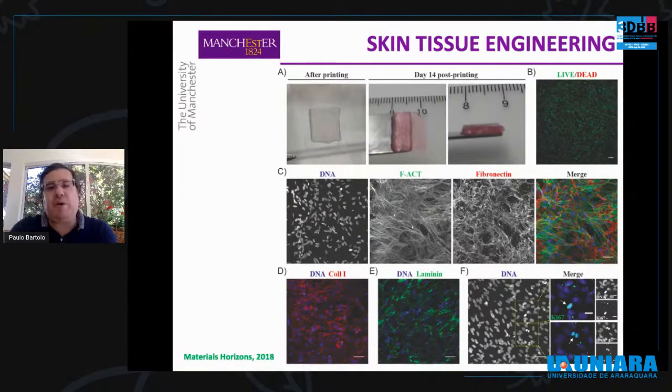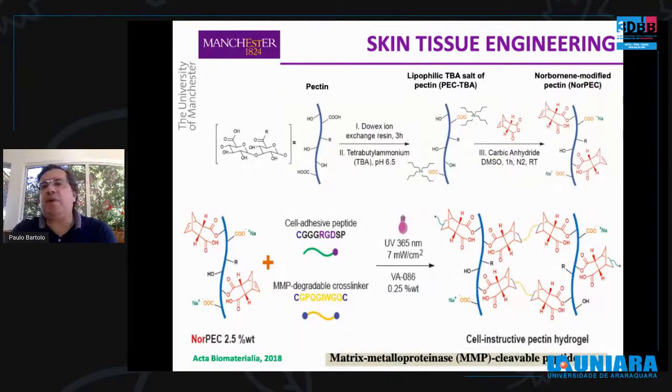But we were not totally happy with the chemistry. So methacrylate polymerization is a chain-growth polymerization process inhibited by oxygen, creating non-homogeneous networks, characterized also by relatively slow reaction rates. So we decided to investigate a different chemistry. We focus on thiol-ene polymerization, which is a step-growth polymerization process, more efficient, faster, and also not inhibited by oxygen.